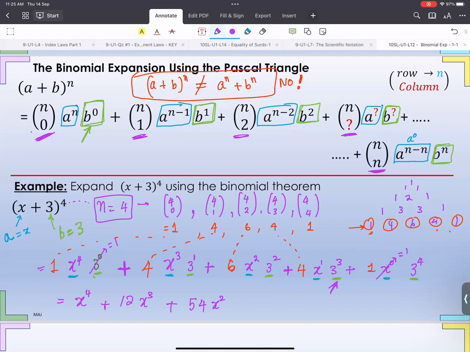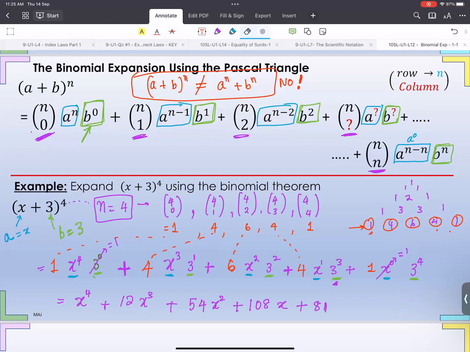Here, 3 cubed is 27, and 27 times 4 is 108. Then we have x, plus 3 to the power of 4. 3 to the power of 4 is 3 multiplied by itself 4 times, which is basically 9 times 9, which is 81. So we have 81 over there. That cannot be simplified any further, and that's where we leave it.